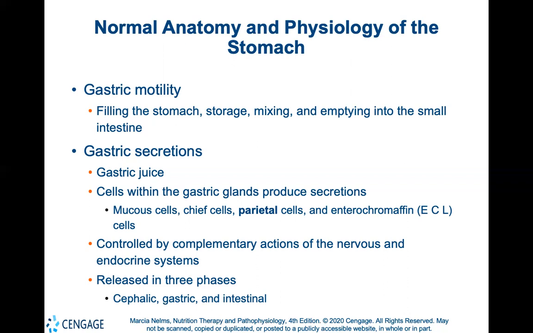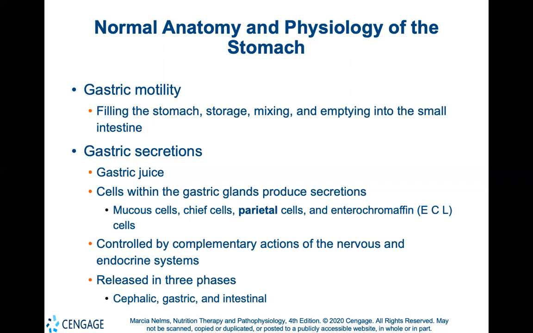Histamine, a paracrine, acts on the parietal cell to increase hydrochloric acid release. Gastrin, a hormone, stimulates the chief cells as well as the ECL cells to release histamine. Somatostatin works as an inhibitory paracrine by providing negative feedback to the stimulatory pathways.